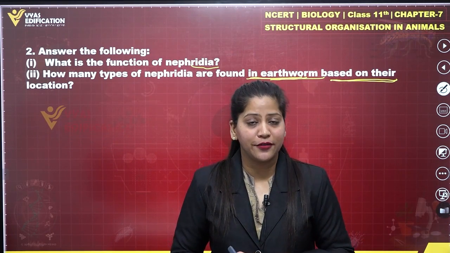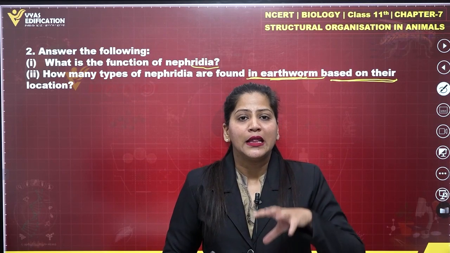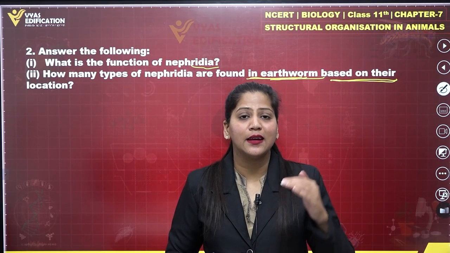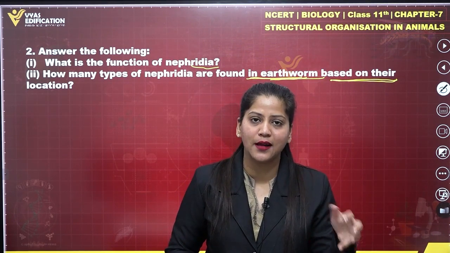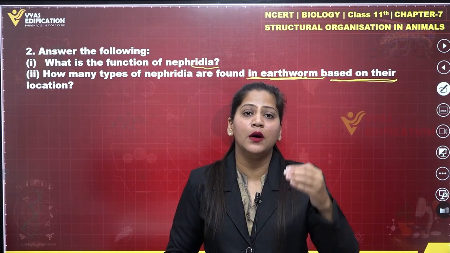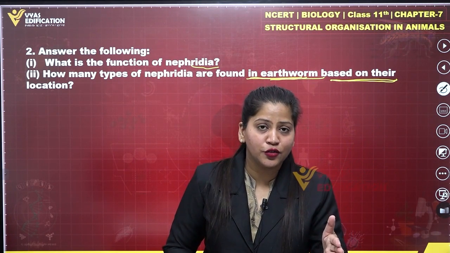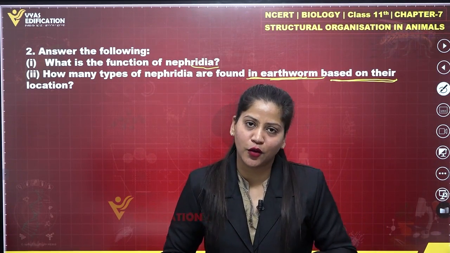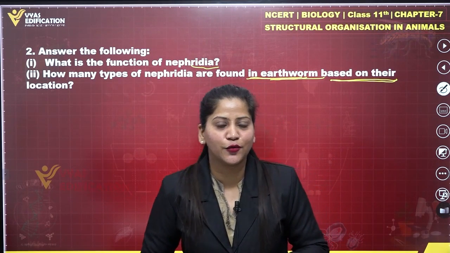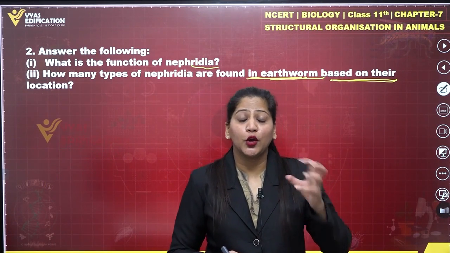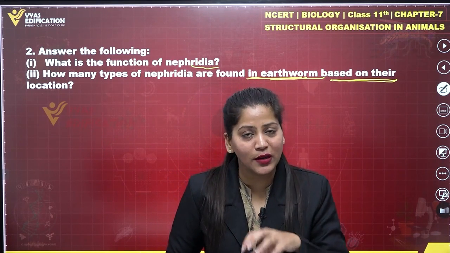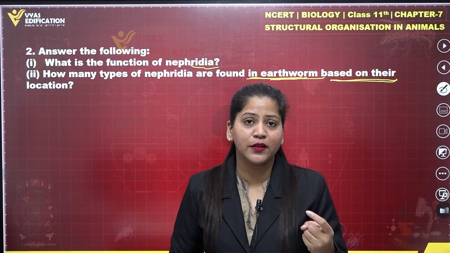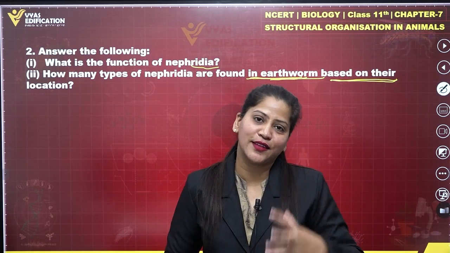The second type of nephridia is integumentary nephridia. These nephridia are attached on the body wall of earthworms, from the third to the last segment, and they open onto the body surface of earthworms. The last one we have is pharyngeal nephridia. These are present as 3 paired tufts in the 4th, 5th and 6th segment of earthworm.